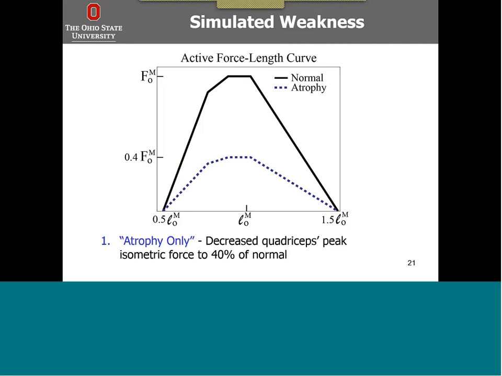So if we look at a typical active force length curve per muscle, the black line represents the normal full strength simulation. When we decrease the peak isometric force of the muscle, that is effectively scaling the force length curve, which gives us the blue dashed line for our case of atrophy only. And that 40% value is coming from values that have been reported in previous literature as a worst case scenario of atrophy in individuals that have quadriceps weakness.